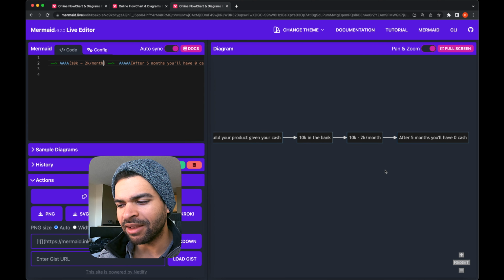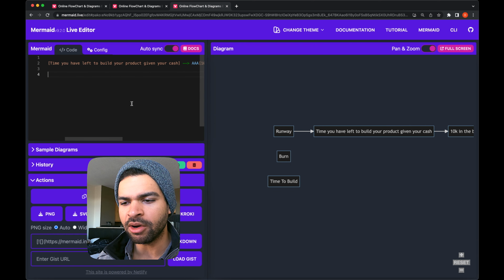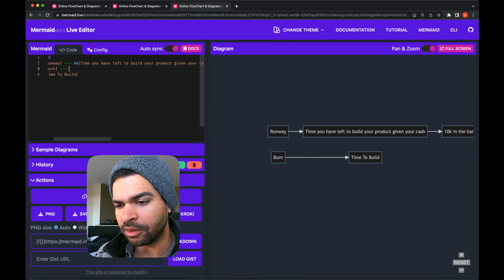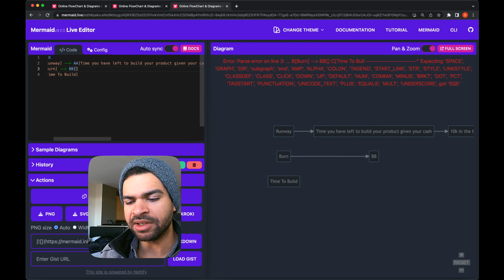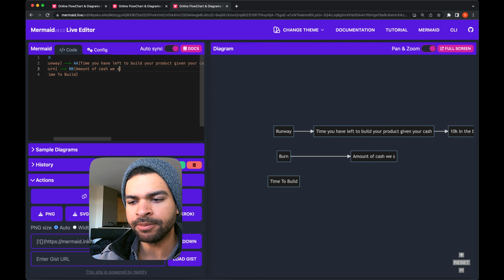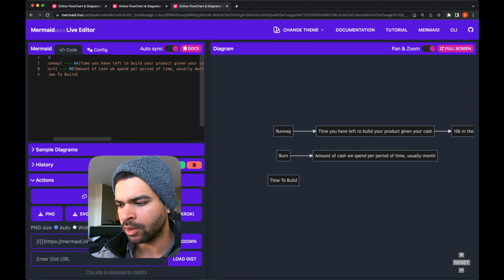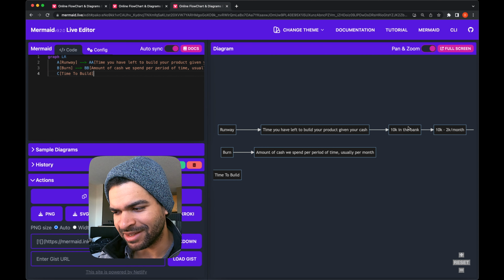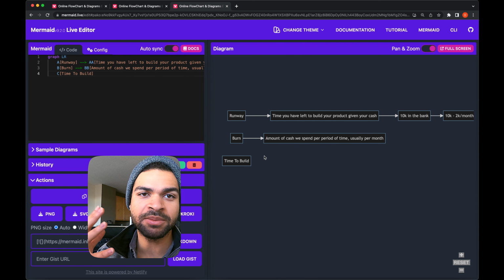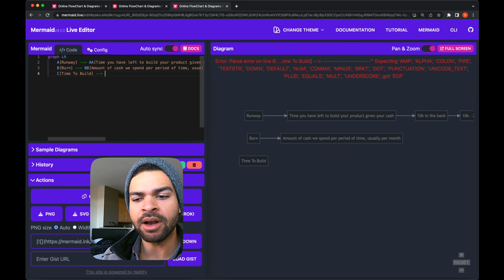So let's dial in just a little bit more. I want to talk about this 2K value. This 2K is what's called our burn. So this 2K value is our burn. This is the amount of cash we spend per period of time, usually per month. In this example of 10K in the bank, the burn is our 2K a month, however much we spend per period.